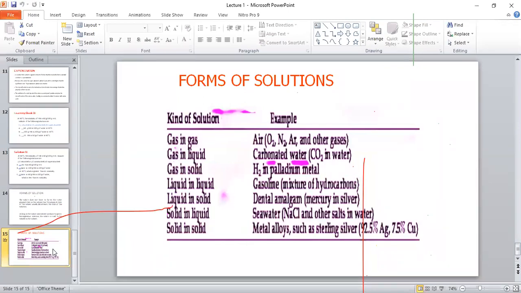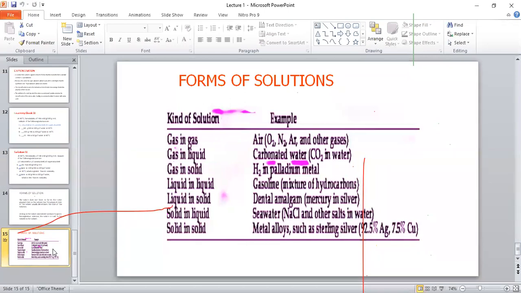Then you have liquid in solid. The example is dental amalgam, mercury in silver. Mercury, you know how it is, like a liquid, but silver is solid. But silver in this case is the solvent. So mercury is the solute, and what you will see is a solid solution.